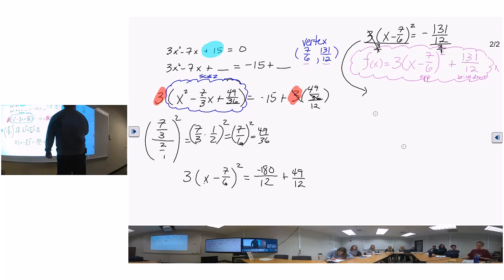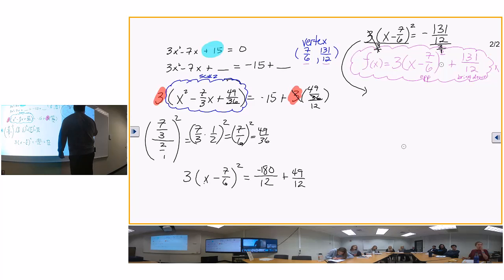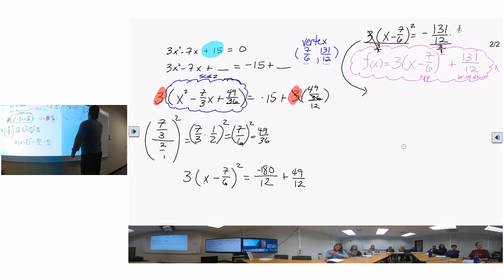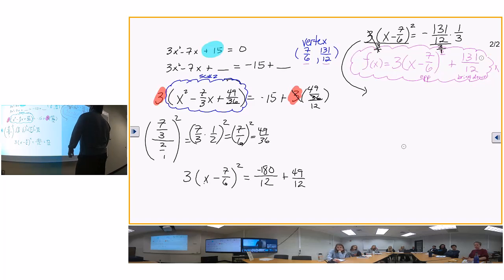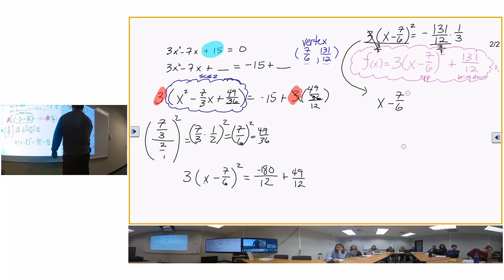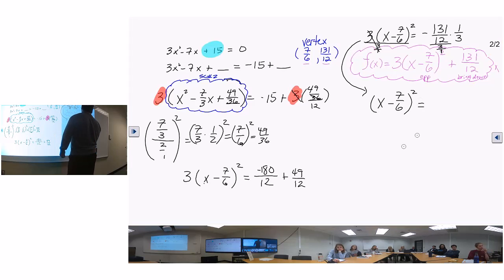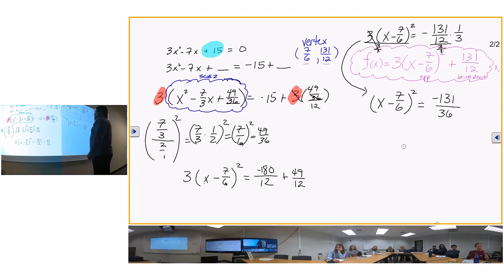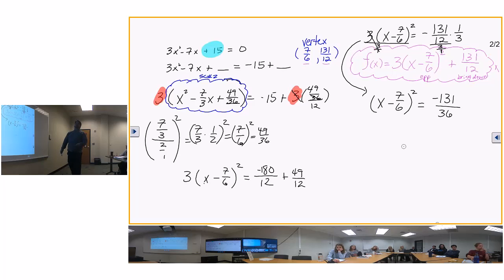All right. So I'm going to divide by 3 over 1 here. It takes that out. And divide by 3, I don't divide by a fraction. I multiply by the reciprocal. And that's going to give me x minus 7 over 6 quantity squared is equal to negative 131 over 36. Now somebody tell me what you can ascertain at this point about your x-intercepts.